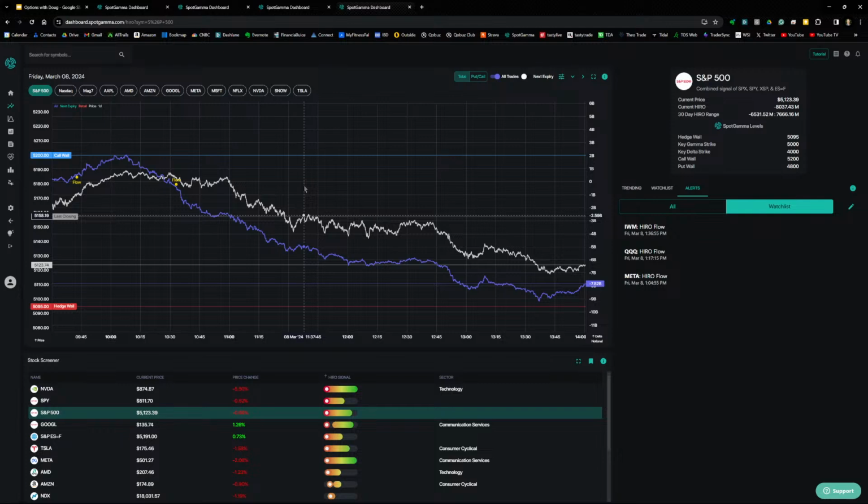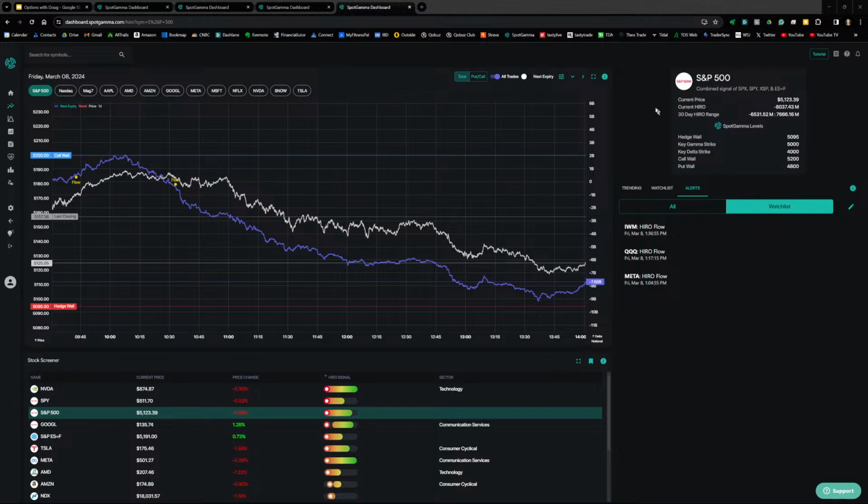We'll look at real-time data. I'm going to start by taking a look at what options traders have been doing today. This is the HIRO signal, Hedging Impact Real-Time Options. What this chart is showing is options trades and market maker hedging activity for a combined signal of SPX, SPY, XSP, and ES futures, all into one combined signal.